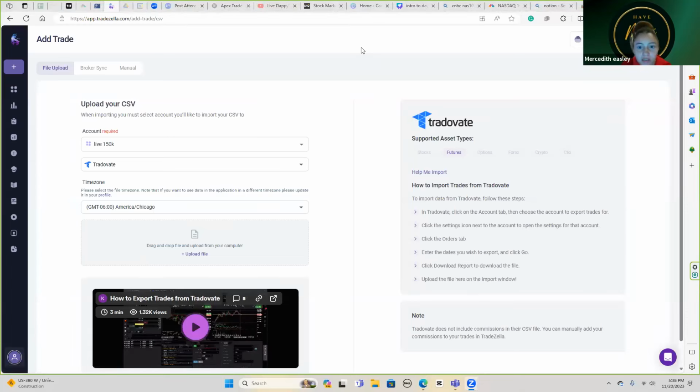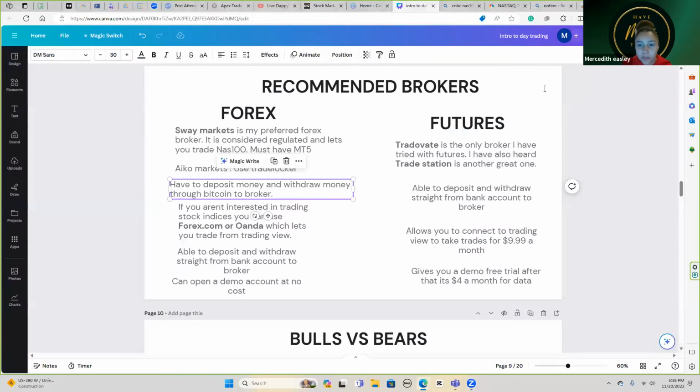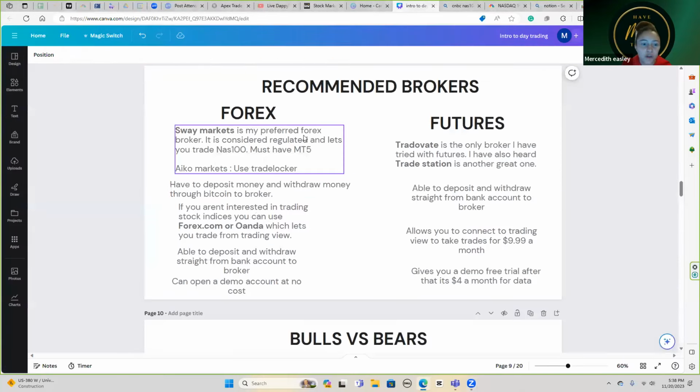Are any of these sites speech to text inputs? I'm not sure what you mean by speech to text inputs. But okay, so those are for the Forex brokers.